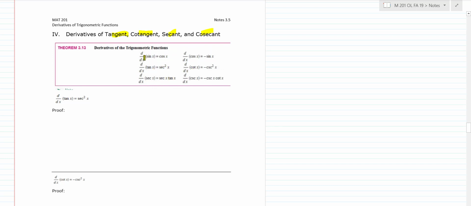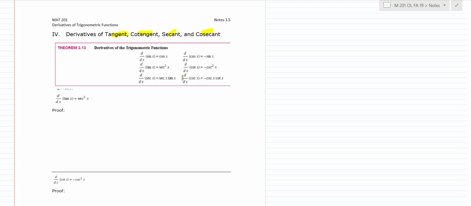So the derivative of the sine is the cosine, derivative of cosine's negative sine. We looked at that. Now what we're going to develop is the derivative of the tangent is secant squared x. Derivative of cotangent is negative cosecant squared x. Derivative of secant is secant x tangent x. And finally, last but not least, the derivative of the cosecant x is negative cosecant x cotangent x.